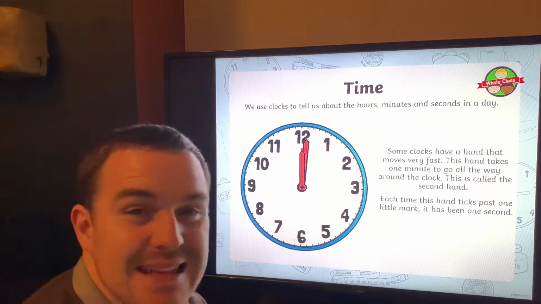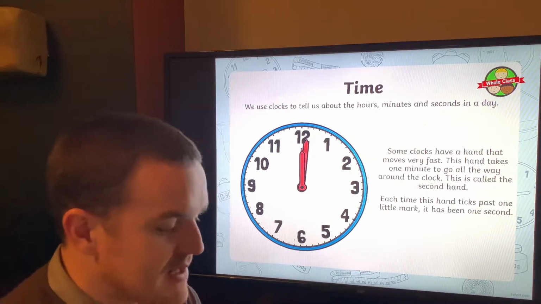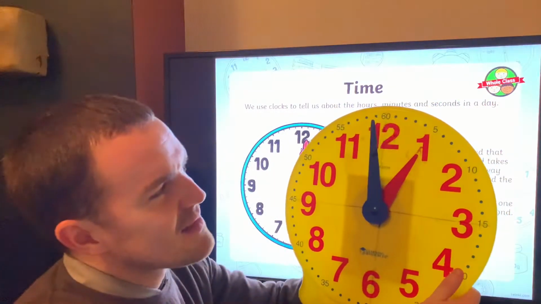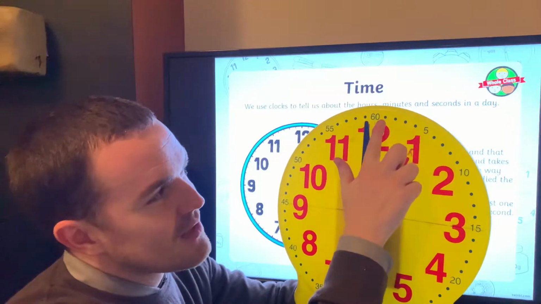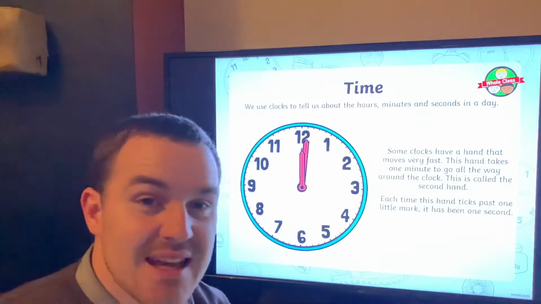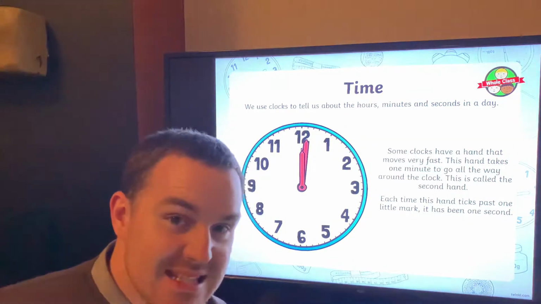Each time this hand ticks past one little mark, it's been a second. So instead of a minute, when the other little skinny hand ticks around, that would be counted as a second instead. So 60 minutes and 60 seconds in a full spin.